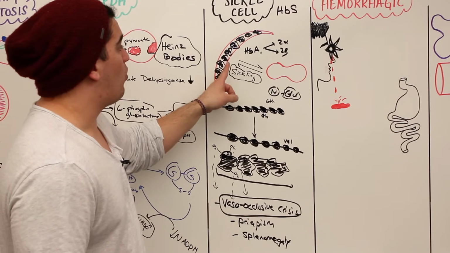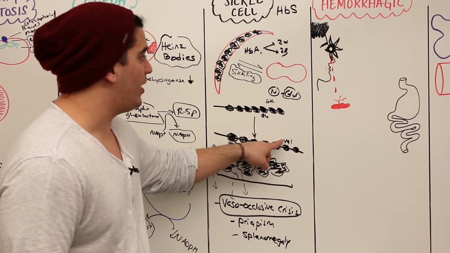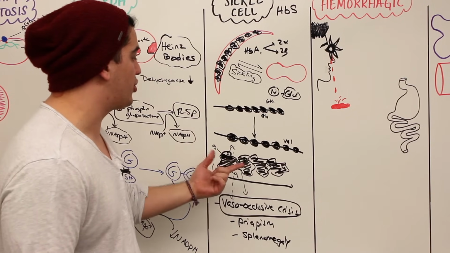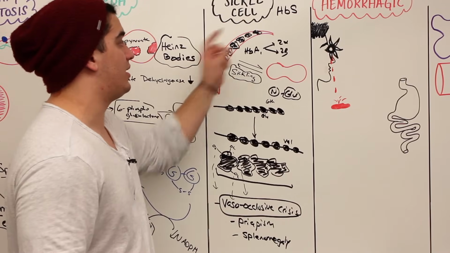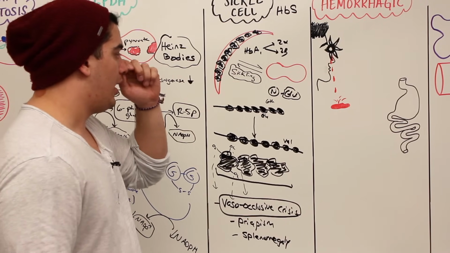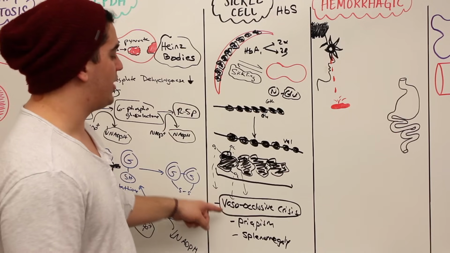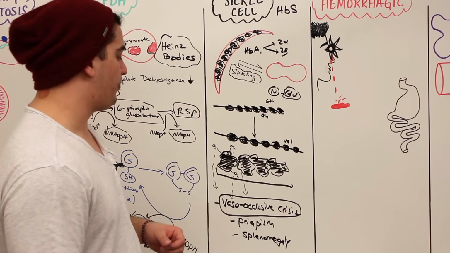So again, the reason why is because of a point mutation where glutamic acid is replaced with valine, which changes the overall structure, and whenever it's not bound to oxygen, it sickles and polymerizes and makes this sickle shape. But then when it binds oxygen, it goes back into the normal structure. And this sickling can actually lead to, again, vaso-occlusive crises. Just a couple examples, priapism and splenomegaly, okay?